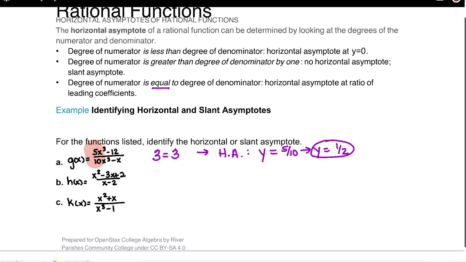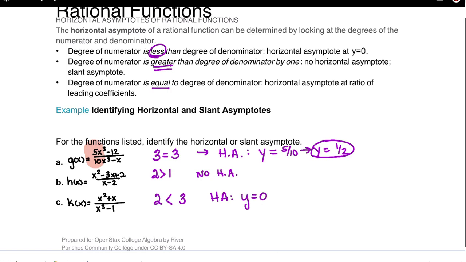For part B, the degree of the numerator is 2. The degree of the denominator is 1. The numerator is greater than the denominator degree by 1. That means there is no horizontal asymptote. There is a slant asymptote, but again, we're not going to jump too far into that. We're just going to stick with horizontal and vertical asymptotes. For the last one, the degree of the top is 2. The degree of the bottom is 3. 2 is less than 3, so the numerator is less than the denominator in degree. That means that the horizontal asymptote is at y equals 0.